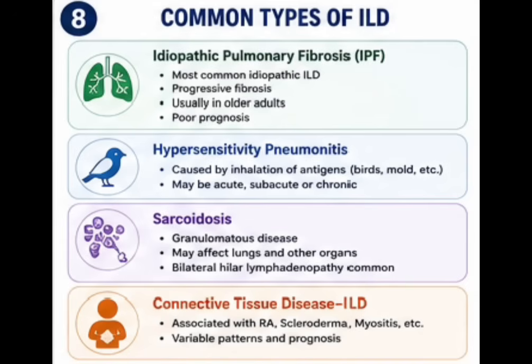In idiopathic pulmonary fibrosis, which is the most common type, there is progressive fibrosis, occurring usually in older adults, and it has poor prognosis. In hypersensitivity pneumonitis, basically it's caused by inhalation of antigens like birds, molds, etc., and it may be acute, subacute, or chronic. And in sarcoidosis, there is a granulomatous disease, which may affect the lungs and other organs. There is bilateral hilar lymphadenopathy, which is very common. In connective tissue diseases, this is basically associated with rheumatoid arthritis, scleroderma, myositis, and there are variable patterns and prognosis in this type.